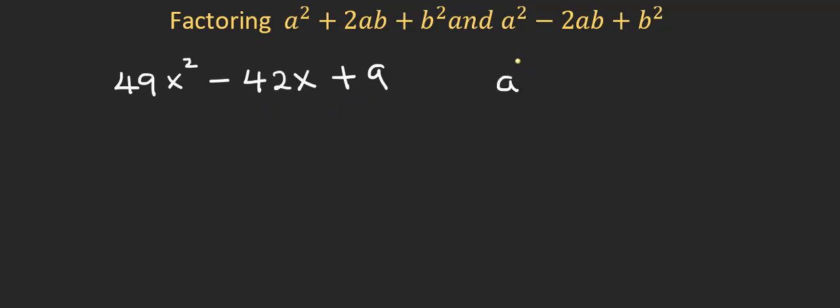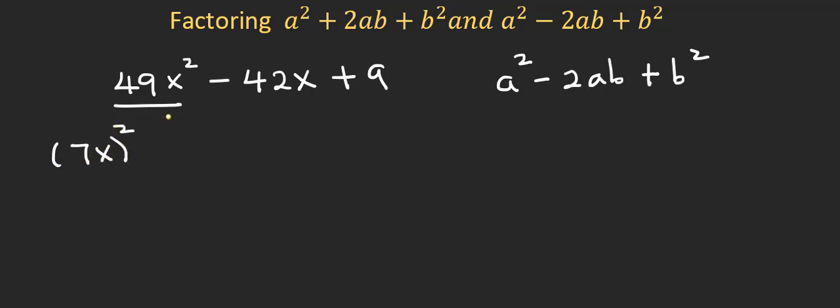Does it look like a squared minus 2ab plus b squared? Let's check. Is the first term a perfect square? Meaning, is there something that you square to get 49x squared? Yeah, there is. If you square the quantity 7x, you will get 49x squared. What about positive 9? Well, the quantity 3 squared is 9. So we could say that our a is 7x and our b is 3.